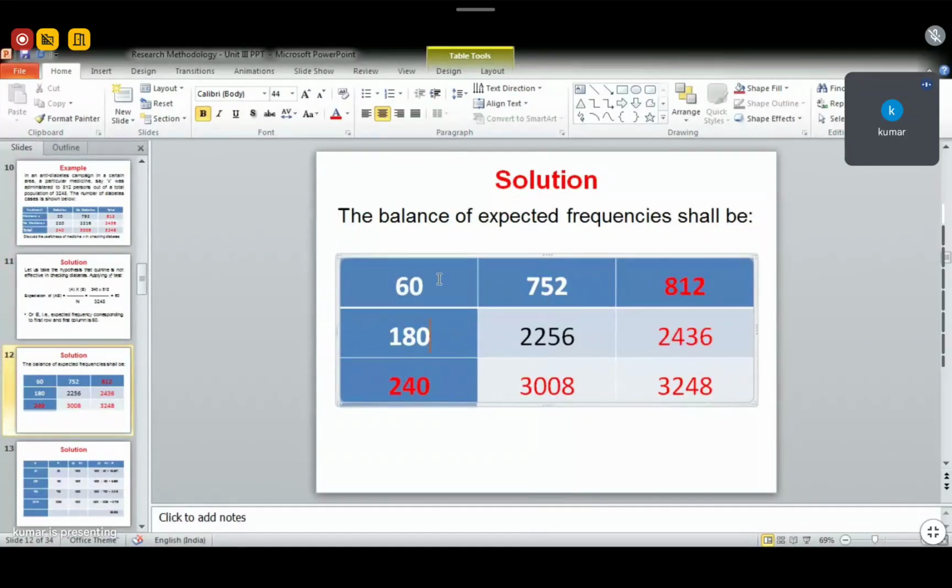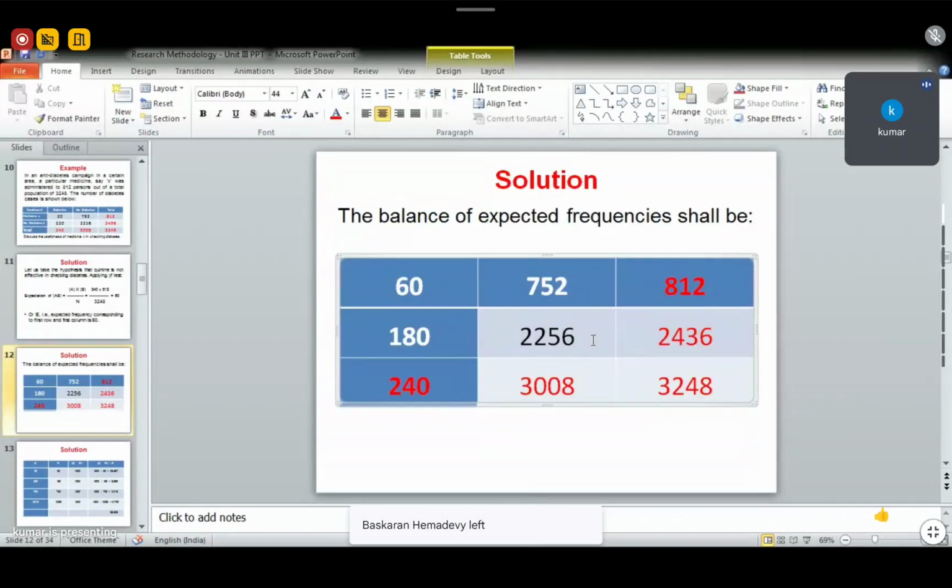So when you calculate the first value, other values you can easily find out by subtracting from the totals. See, if you take the total of this row, it is 812. 60 is the first value, so the balance should be the second value, 752. Similarly, when you go back to the first column, first value 60, the total of the column 240, balance is 180. So coming to the second row, 180 is the first value. The total is 2436, so the balance is the value for the second cell, that is 2256. Like that also you can calculate.